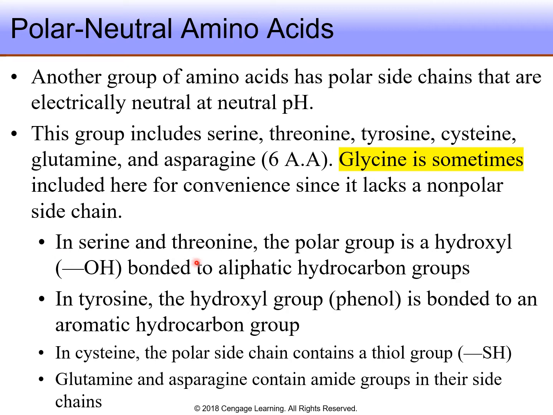Now, in serine and threonine, the polar group is a hydroxyl group bonded to aliphatic hydrocarbon groups. Now, in tyrosine, the hydroxyl group, phenol, is bonded to an aromatic hydrocarbon group. Notice that here we have tyrosine, also another aromatic amino acid. In cysteine, however, the polar side chain contains a thiol group, SH. Glutamine and asparagine contain amide groups in their side chains.